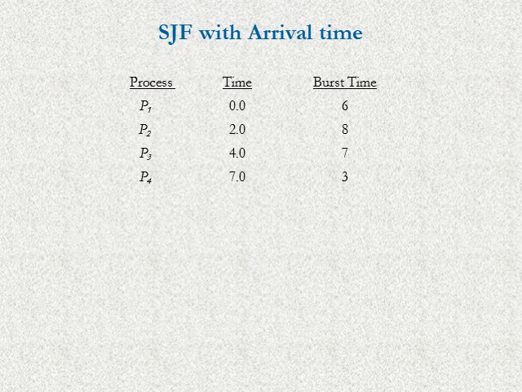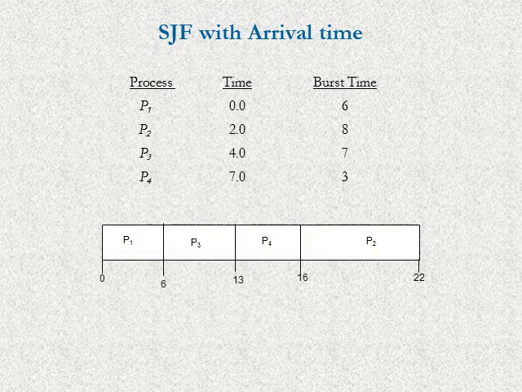Now let's have a look at how we can develop the Gantt chart for this example. Here we have the Gantt chart for this exercise. As you can see, at time interval 0 we have only one process and it has to go into the processor no matter which algorithm we select.